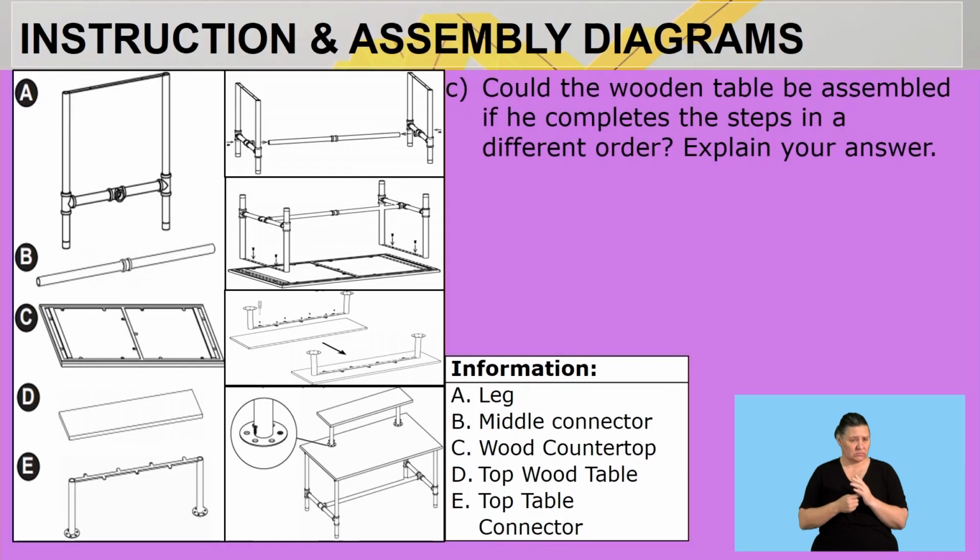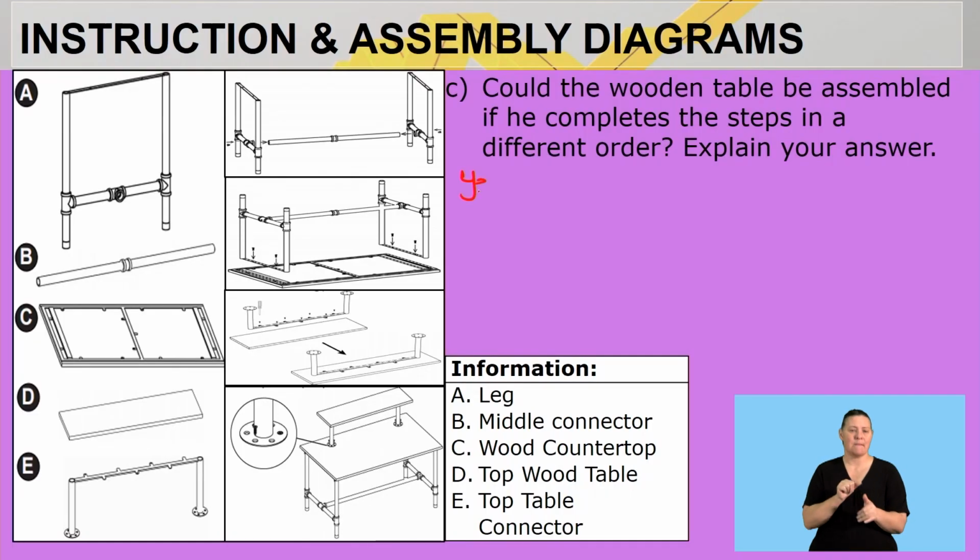All right, guys, let's look at one more question. Question number C, it says, could the wooden table be assembled if he completes the steps in a different order? Explain your answer. Guys, we know sometimes we don't necessarily follow the steps as indicated. So I would say yes. Sometimes it can work out better, faster, smarter. In this case, my answer is definitely yes. But it might be more challenging.